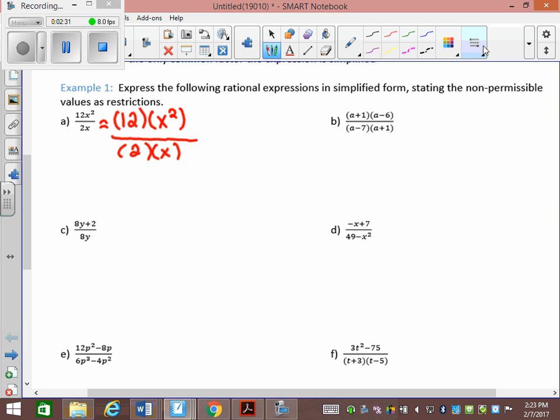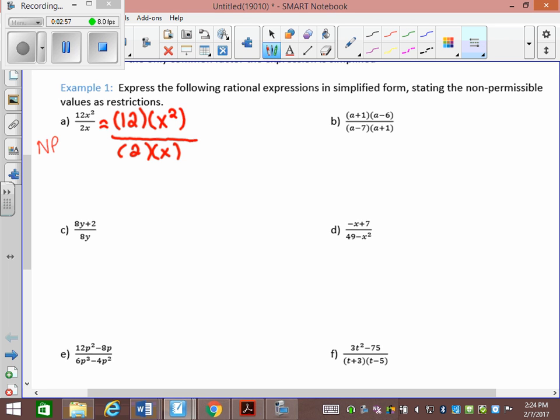Okay? Now some people are instantly super excited that they can cancel something off. Stop yourself before you cancel, because what do you have to do first? State NPVs, restrictions. Yes, you have to do that first, or else you won't have a restriction, because we'll cancel the x off and you'll say there's no NPVs, and you'd be wrong. Okay, so before we go to cancel, we have to stop ourselves and state restrictions.